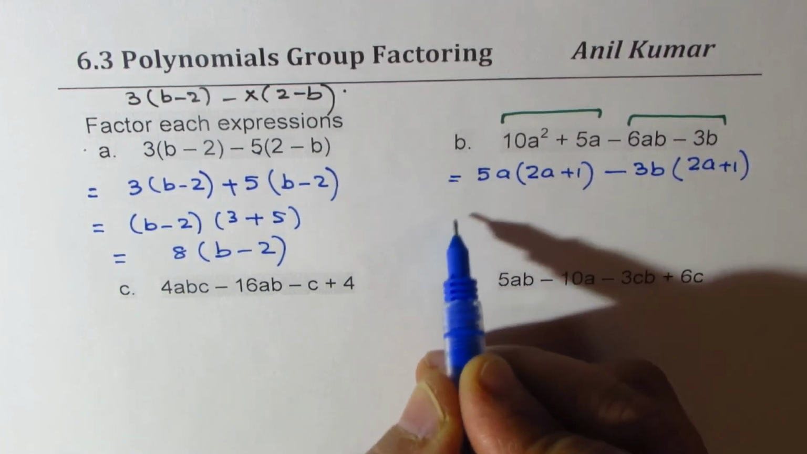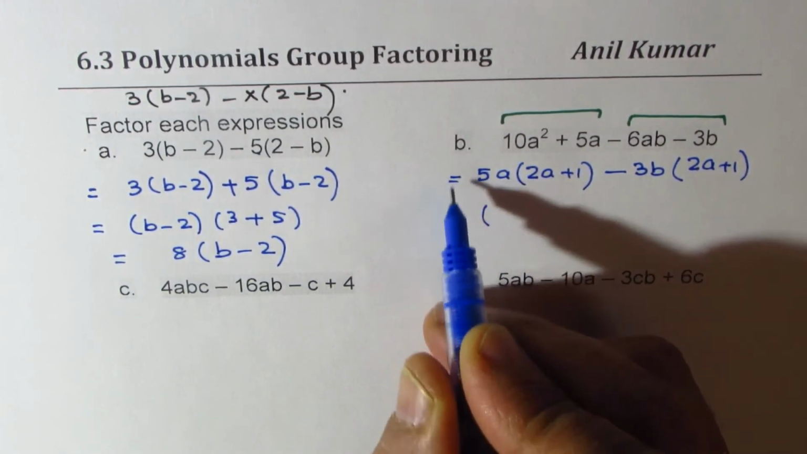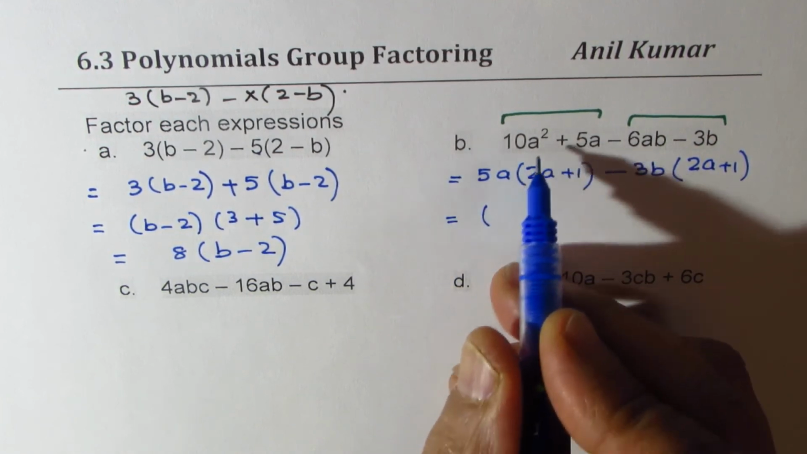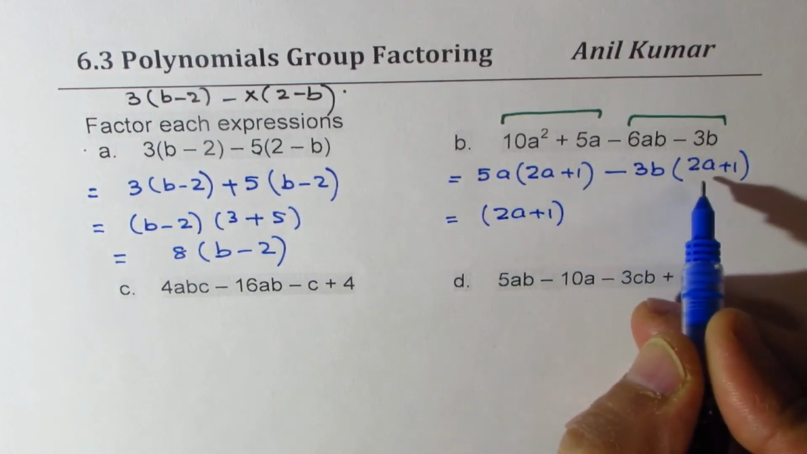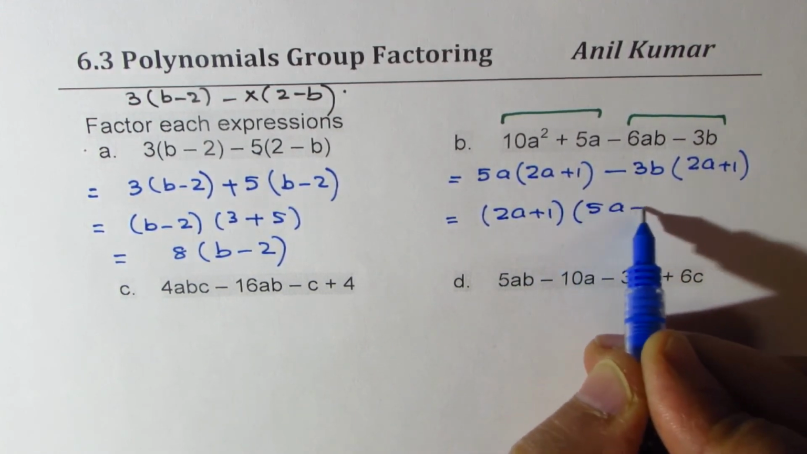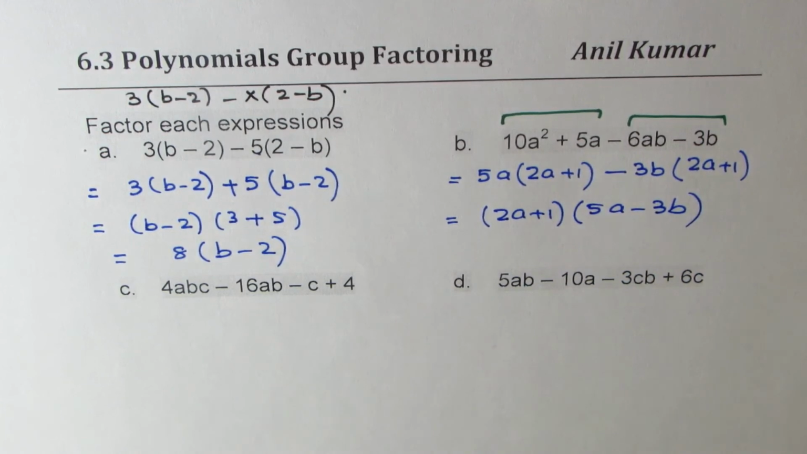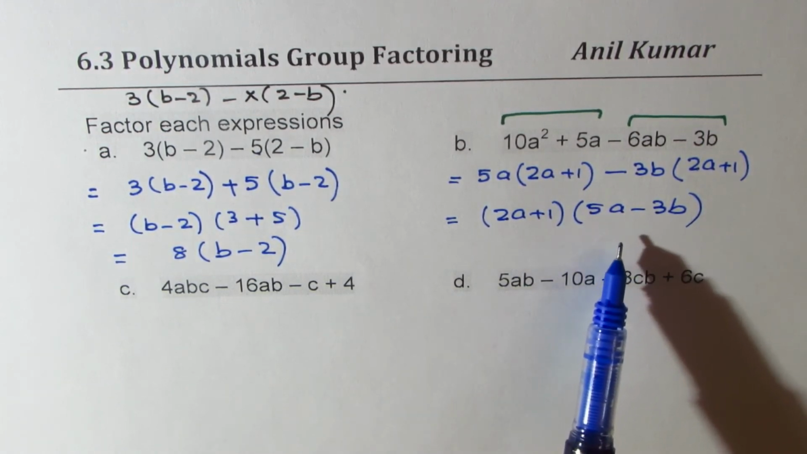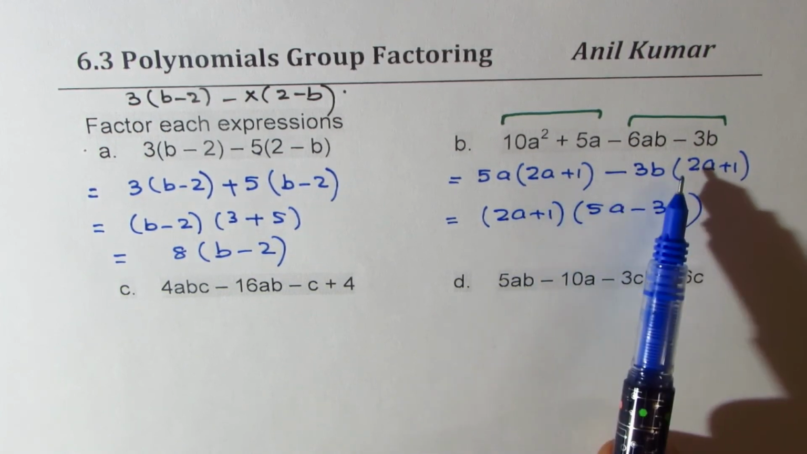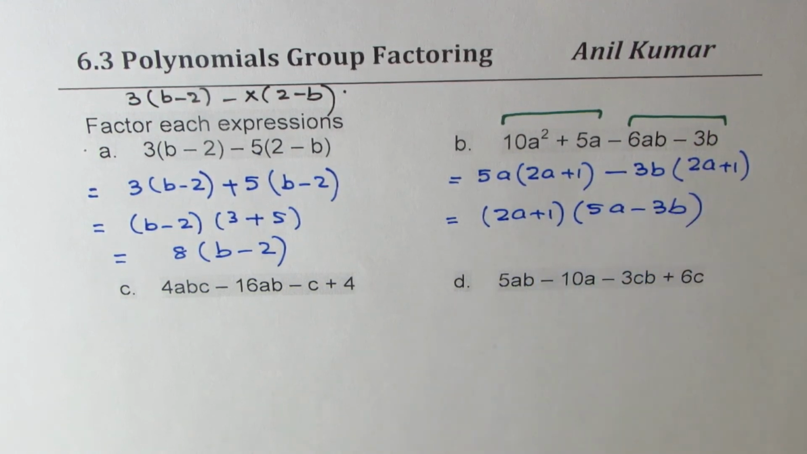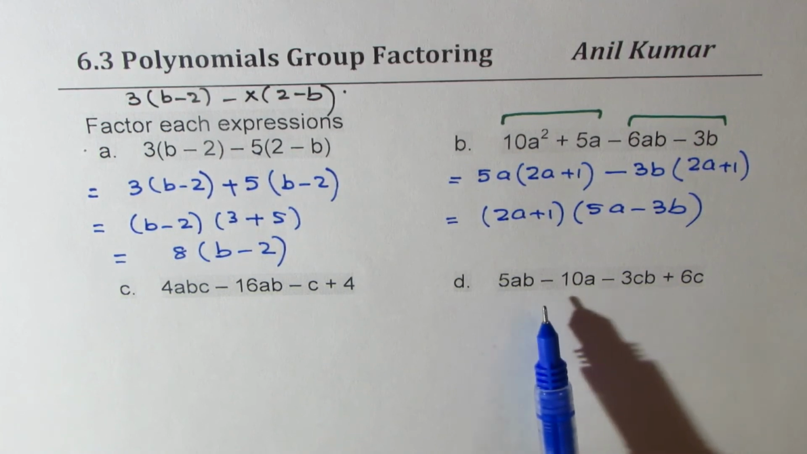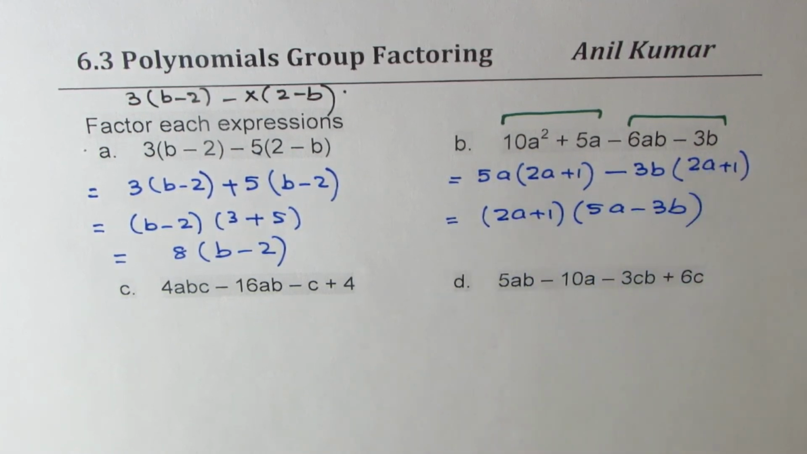Now 2a plus 1 is a common factor. It's good to write equal to, since every statement is equal to the previous one. So now 2a plus 1 is a common factor, and we get 5a minus 3b, and that is the factored form. You understand it. So this is the strategy which should be adopted where you are given 4 terms. So group them and then factor individually each group and then continue. Perfect. I'll provide you a link where we could have 6 terms, so we'll have 3 small groups.